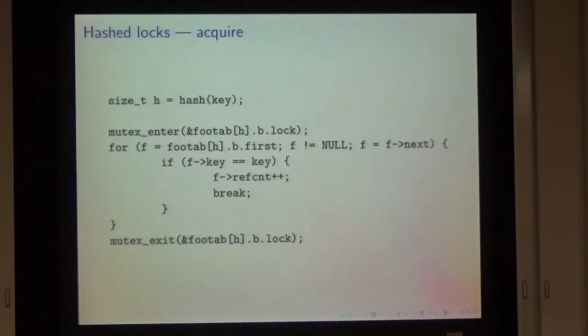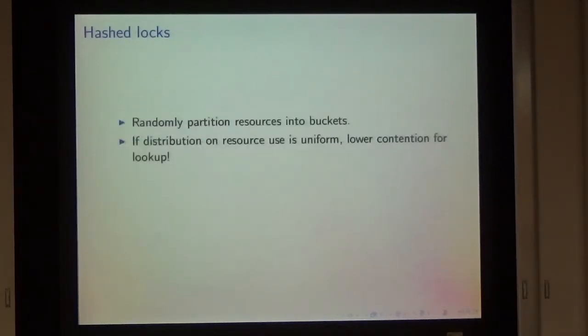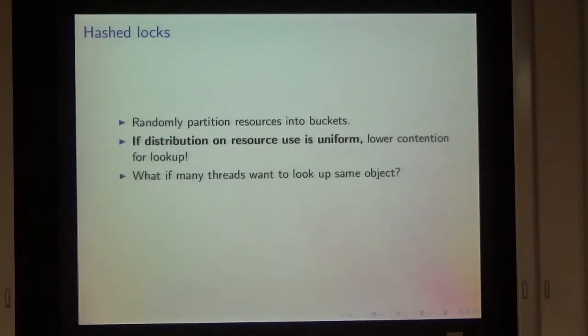To do a lookup, we just first hash the key, and instead of using the global list, we go through the list for the hash. Straightforward. But this relies on the distribution of resource use being uniform. The threads have to want each foo just about as often. If you have a lot of network flows that all go to the same destination, that doesn't hold. Everyone's trying to use the same route. So we need to address that for many applications.